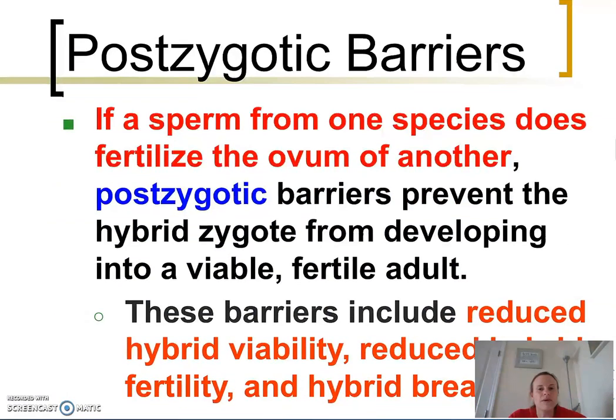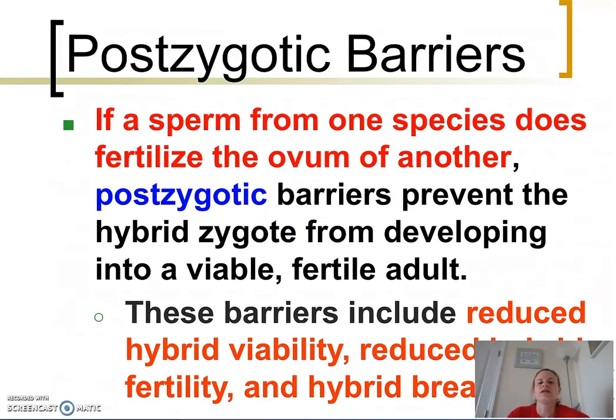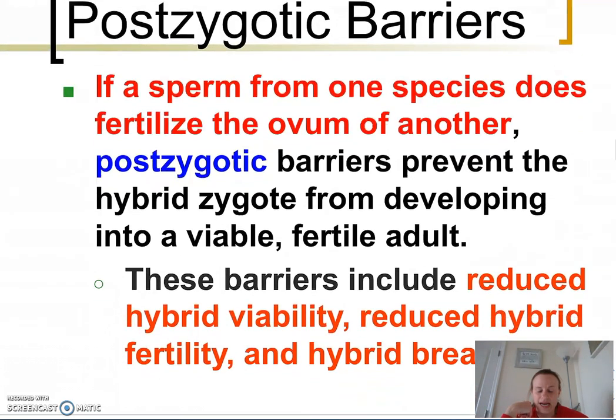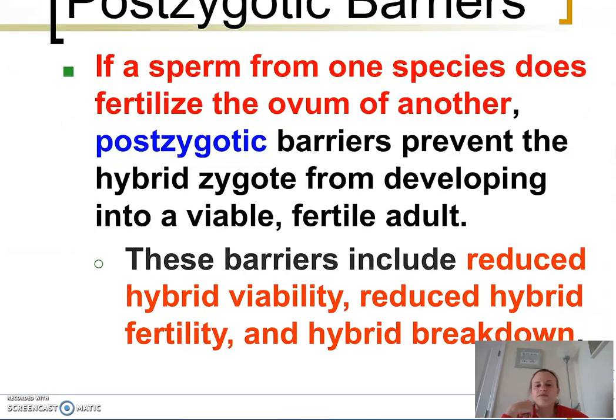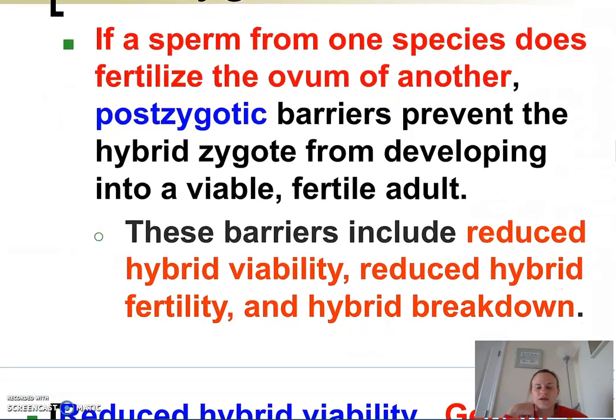Now, the other type of reproductive isolation barrier is a post-zygotic barrier. This occurs after I form a zygote. So let's say sperm from one species does happen to fertilize the egg or the ovum of another species, these post-zygotic barriers prevent that hybrid zygote from developing into a viable, fertile adult.